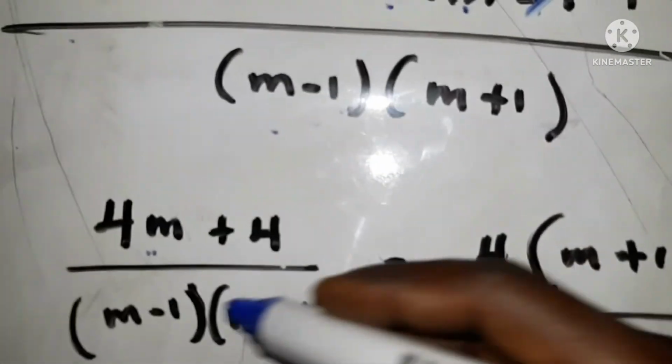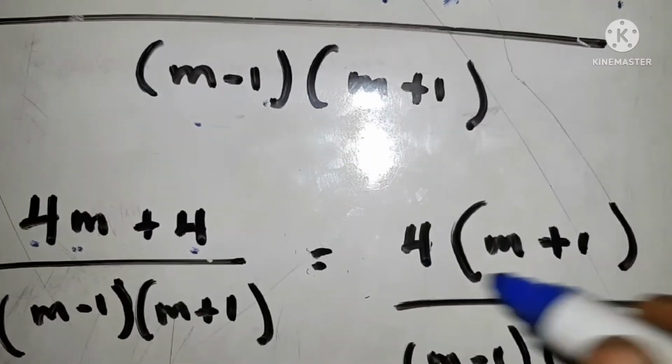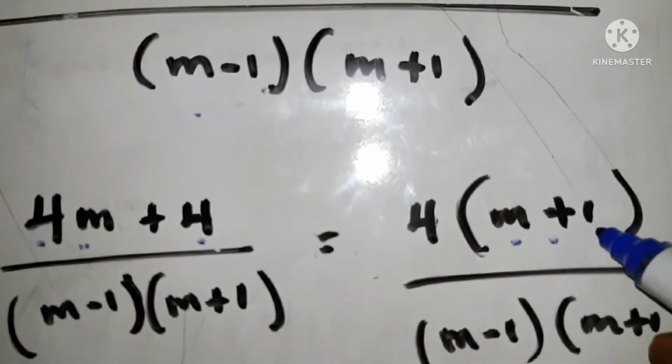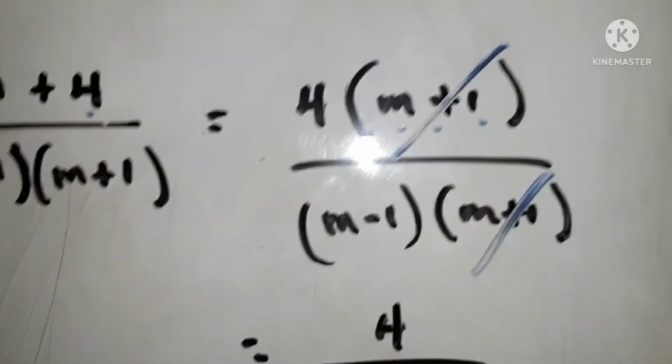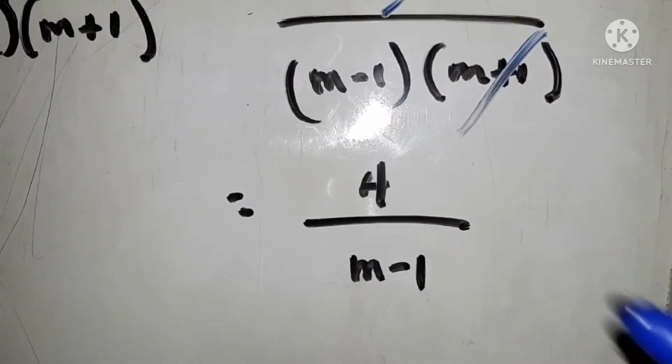Okay, here we can take out the 4, right? Because you can see 4 here, so let's bring the 4 out, and then we are going to be left with m plus 1 here. So this guy will cancel this guy. Can you see? So the final answer to this is 4 divided by m minus 1, right?